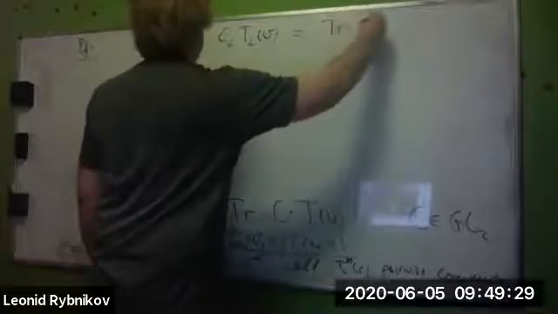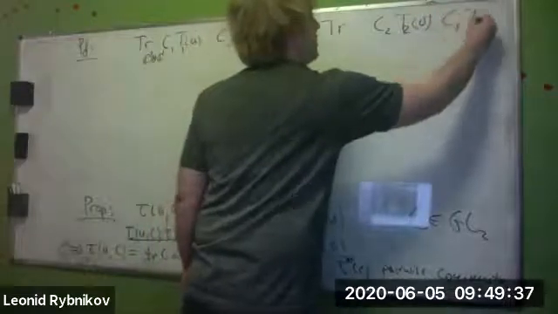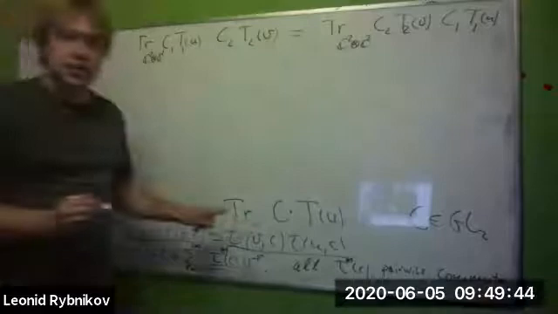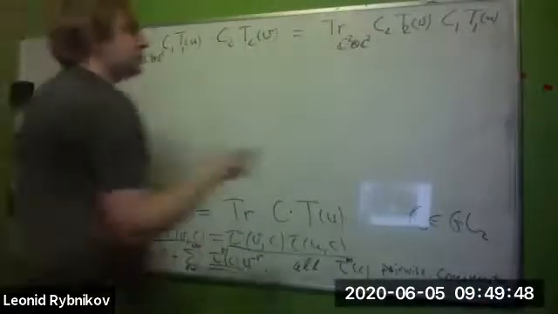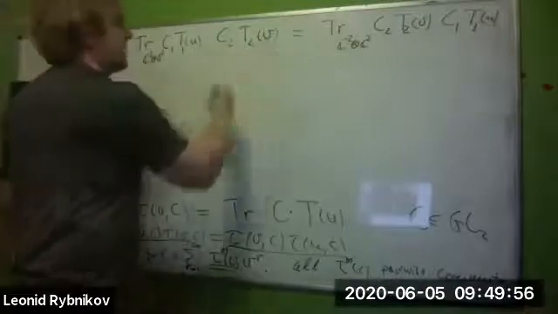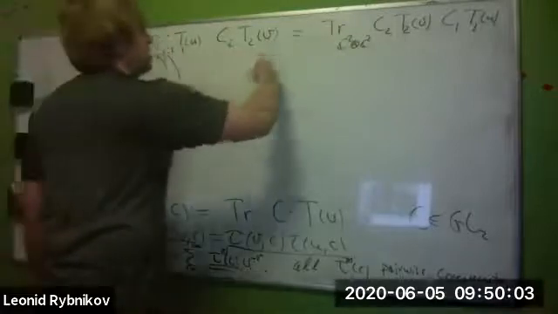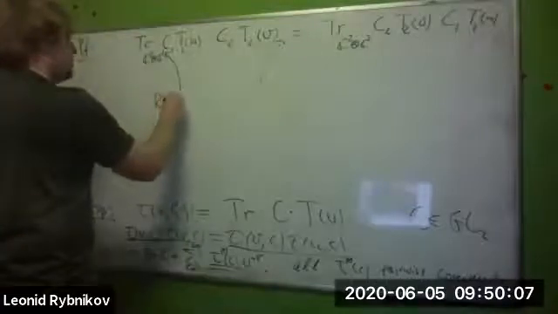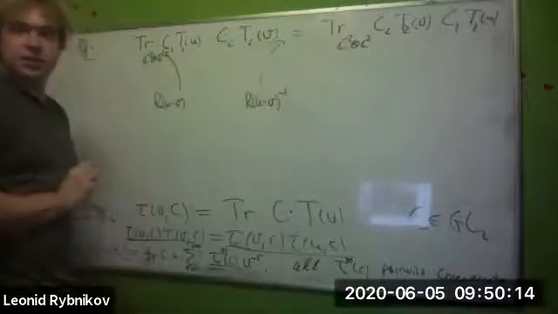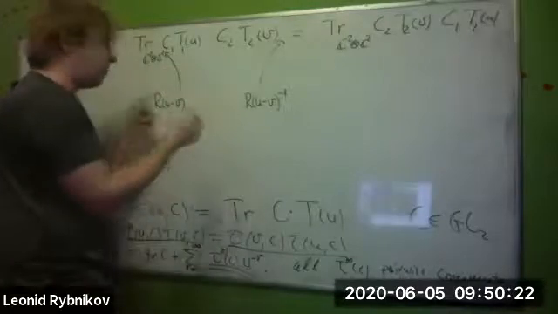the trace of C2 T2(V) times C1 T1(U). So I have to show this. Note that nothing changes if I insert R(U minus V) here and R(U minus V) inverse here. Nothing changed, but after that I can use the defining relation of the Yangian.